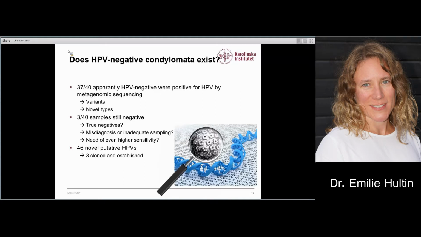But still, we have 3 of the 40 samples that are still negative for HPV. And whether they are true negatives or just a misdiagnosis or an inadequate sampling is very hard to tell. It might also be that we need even higher sensitivity in our detection methods. But if you remember, more than half of the samples were also positive for molluscum contagiosum. So any of those samples could be a misdiagnosis there. In the study, 46 novel putative HPV types were detected and 3 are now cloned and established.